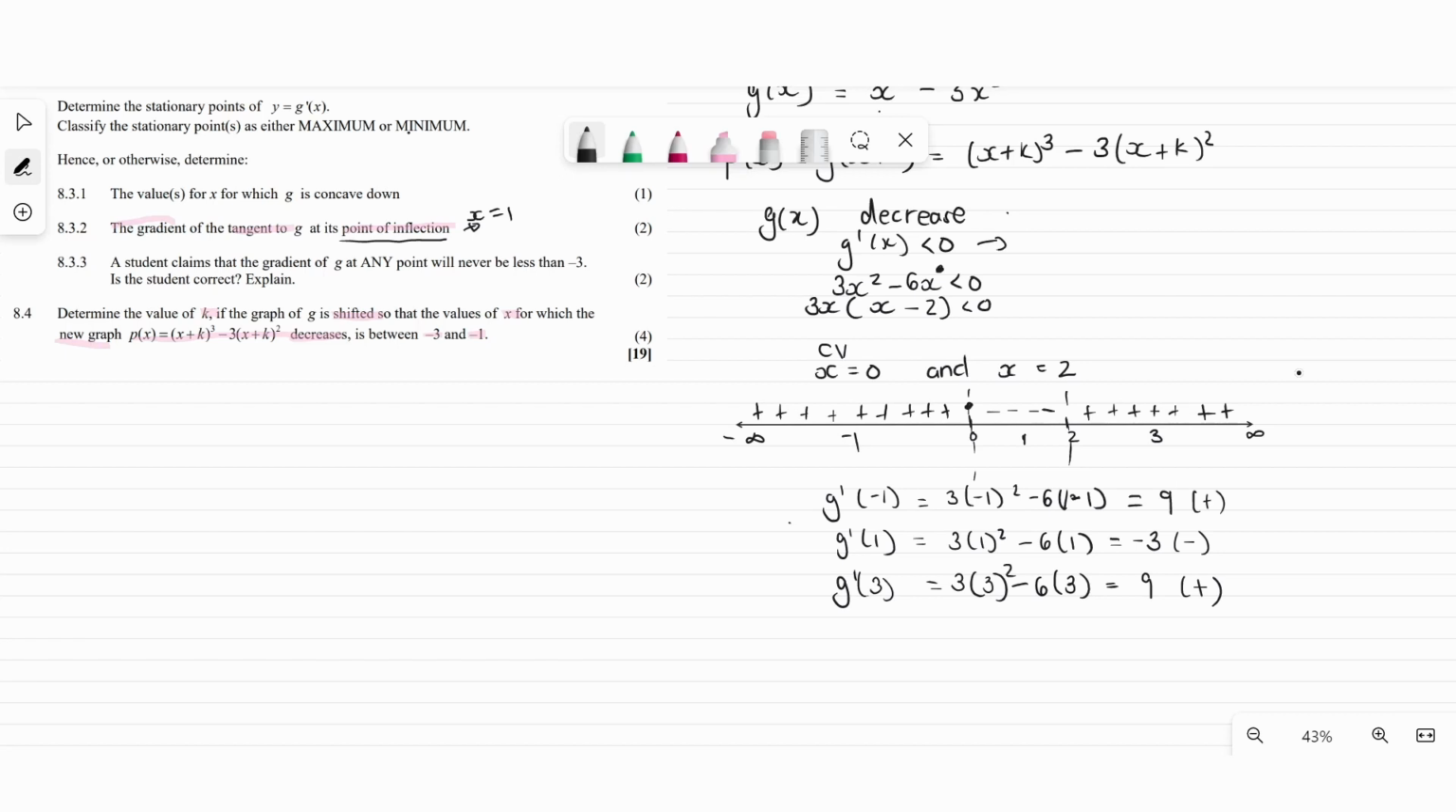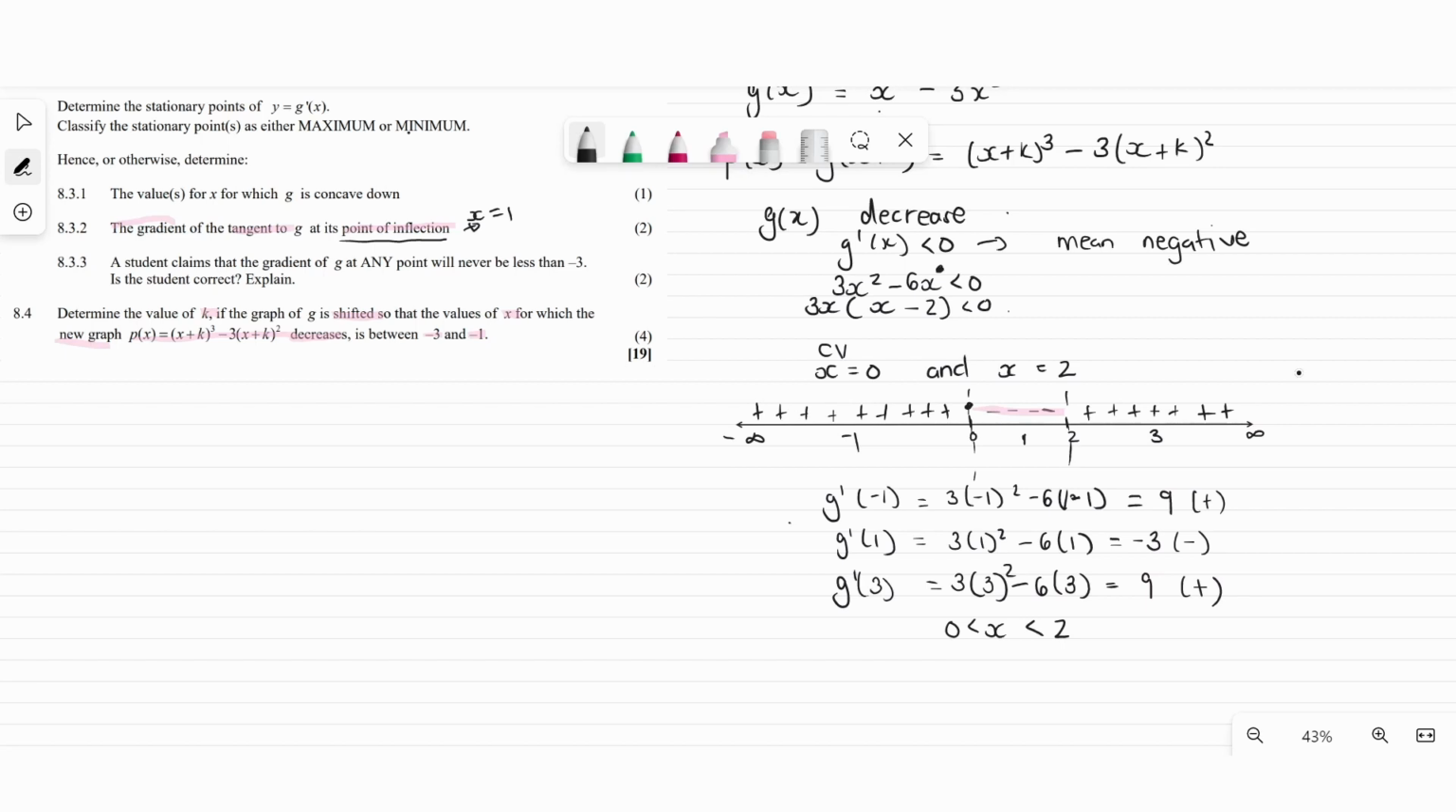So less than. This one means, when it says f prime of x is less than 0, what does it mean? It means negative. So we need to find on the number line where it's negative. It's negative between 0 and 2. So our inequality is going to be that x is between 0 and 2. So that's the inequality for this.